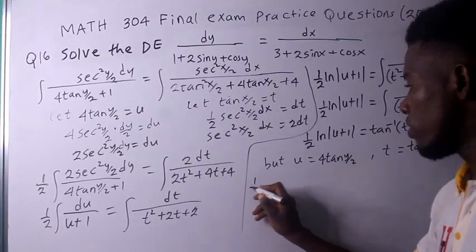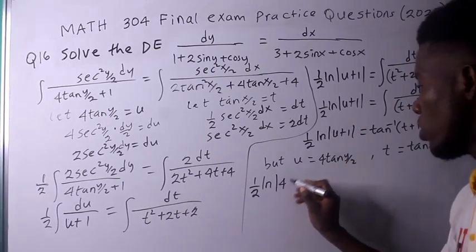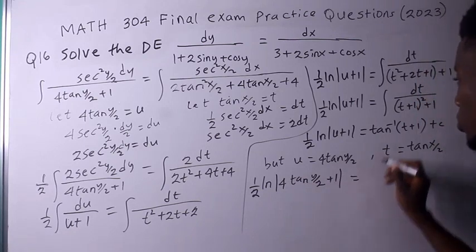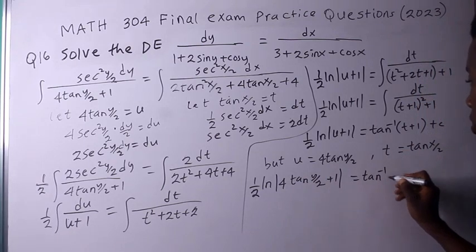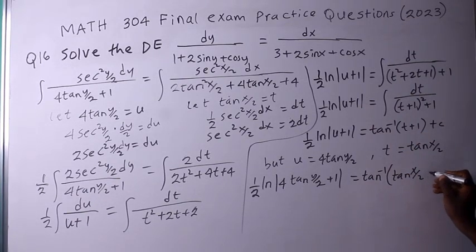I'll have half the ln of 4 tangent y over 2 plus 1 equals tangent inverse of tangent x over 2 plus 1, and then plus c.